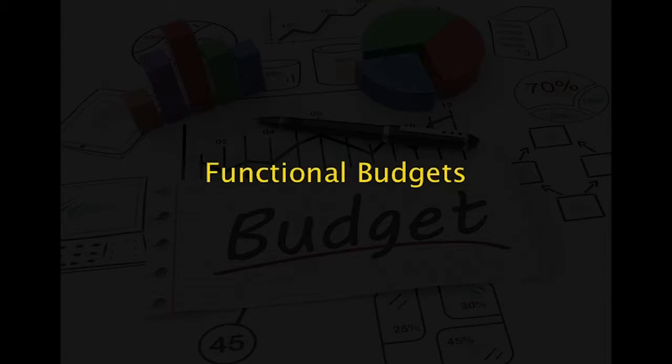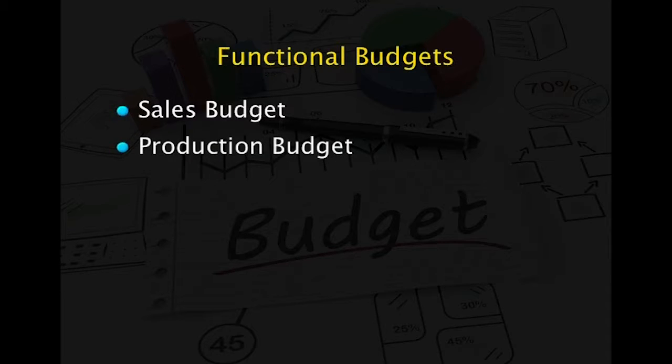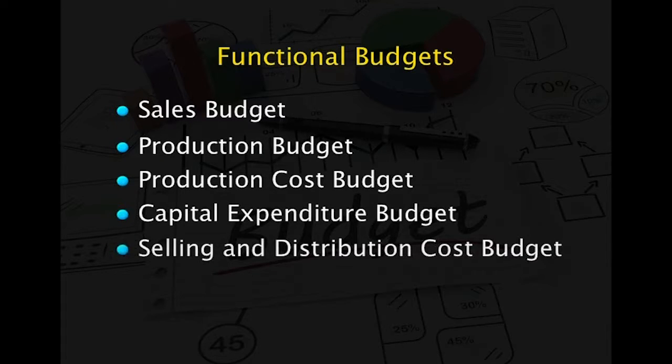Now, let us see the various types of budgets. On the basis of purpose for which budgets are prepared, they are classified. First, functional budgets. It relates to any function of the firm such as sales, production, cash, etc. The various types of functional budgets are sales budget, production budget, production cost budget, capital expenditure budget, selling and distribution cost budget, cash budget.